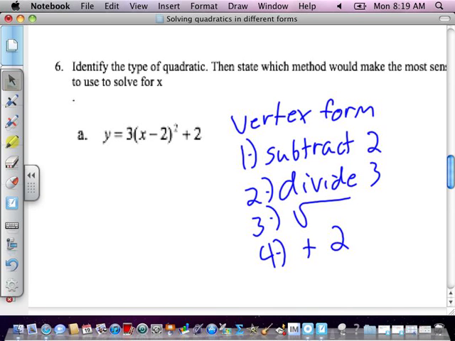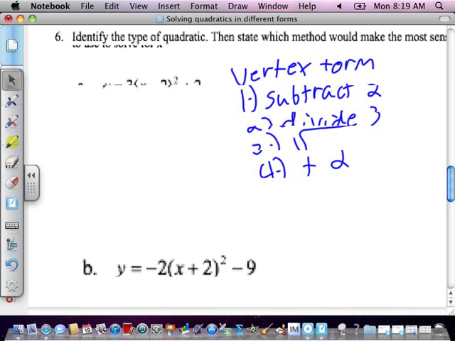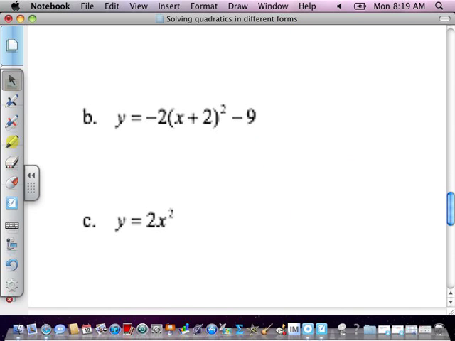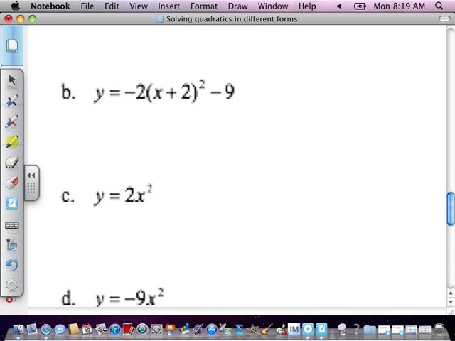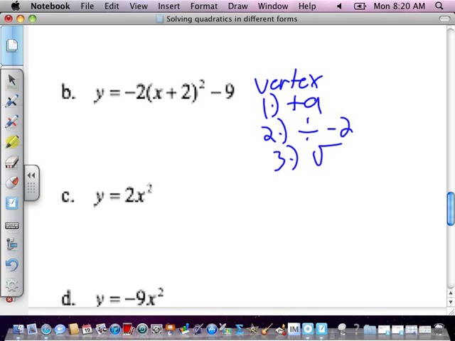Okay. So let's look at b. So b is what form? Vertex. So let's real quick list the steps. Our first step is going to be, if y is set equal to 0, our first step would then be to add 9. Second step would be divide by negative 2. Our third step would be, and our fourth step, subtract 2.